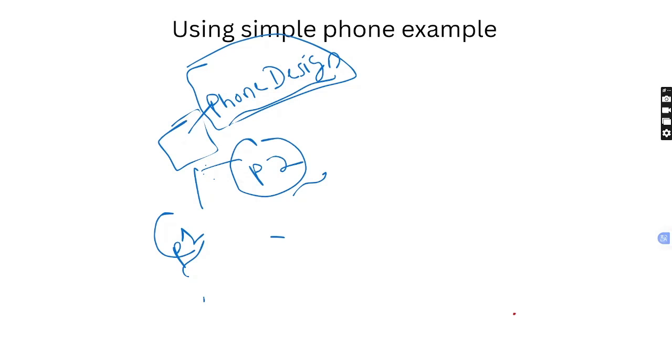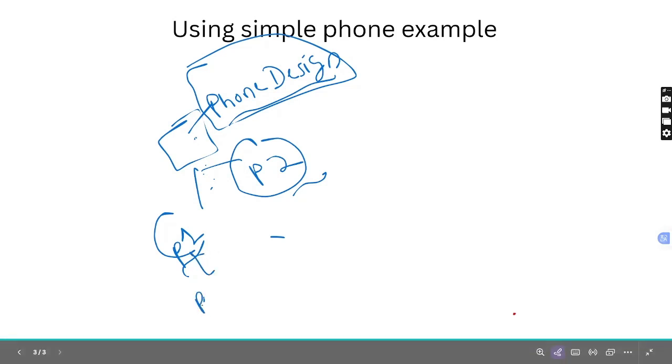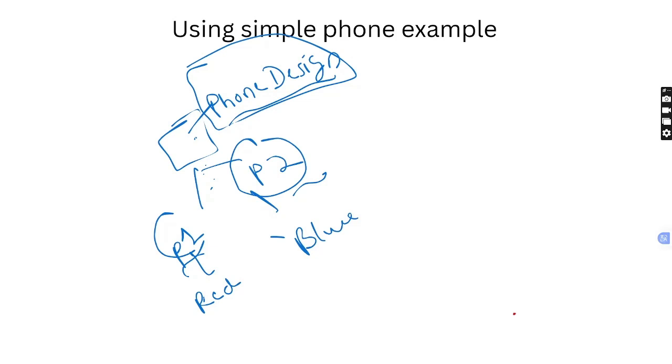They are both made from this design only, but this phone is red whereas this phone is blue. There can be a design, but why we create objects is that we can add some new thing to our object, which makes our object a little bit unique. So P1 is red and P2 is blue. Now we will practice it in our code.